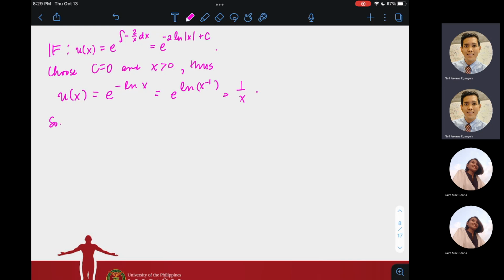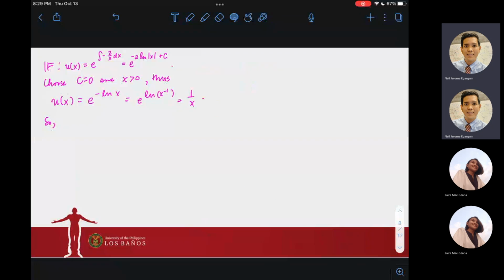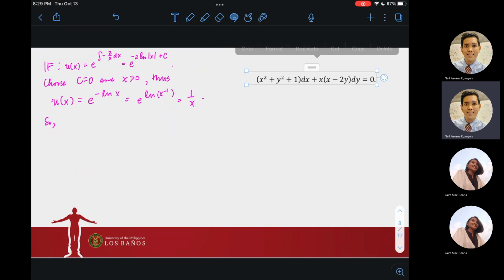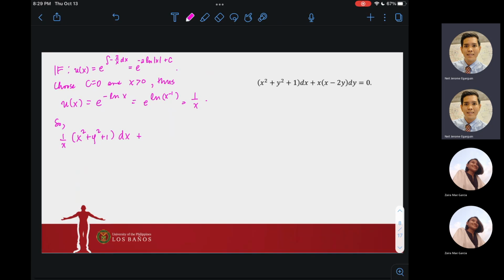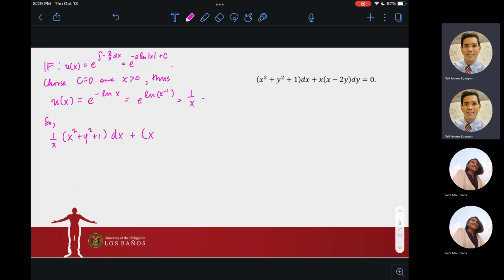So, the original ODE, copyin ko lang yung original ODE, ay i-multiply natin both sides ng integrating factor. Okay? Copy ko siya dito. So, ang ODE na natin ngayon ay 1 over x times x squared plus y squared plus 1 dx plus 1 over x times this guy. Magkakaroon lang tayo ng x minus 2y dy equals 0. Alright? So, minultiply ko both sides ng 1 over x.